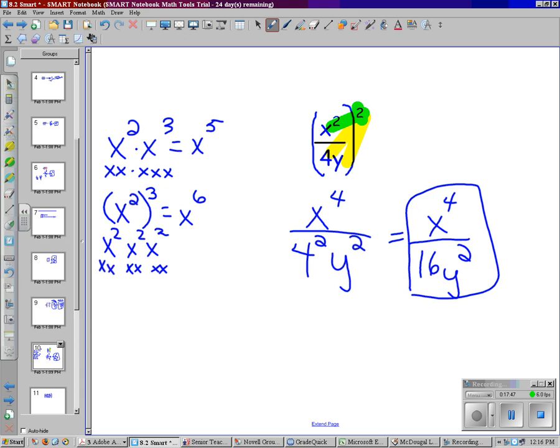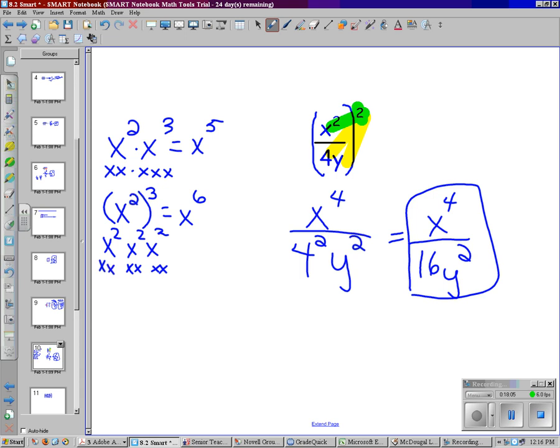And if you have any bases that are the same, like if I would have had an x up here and an x down here, I would have simplified that. But since I have no more variables that are the same up there, I can't do anything else to it. That makes sense, Colin? Okay. Anybody else?